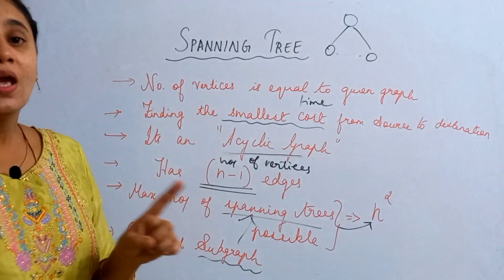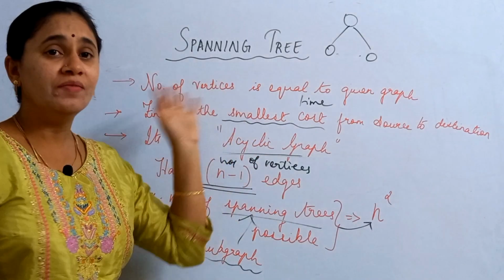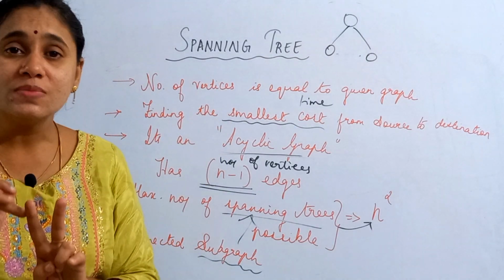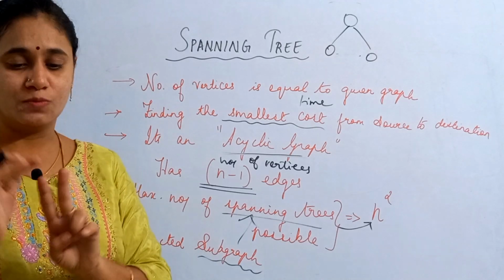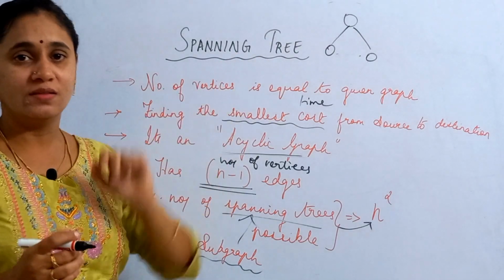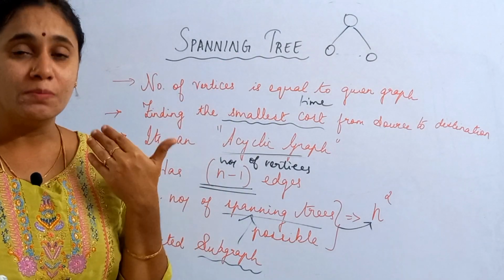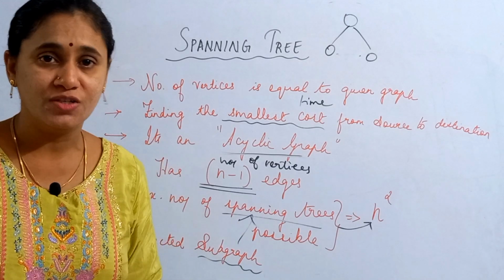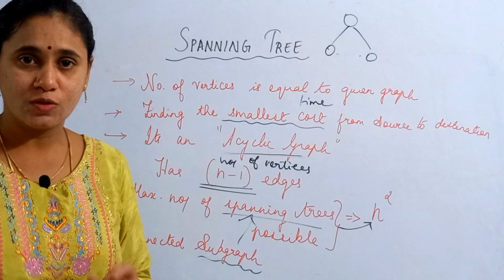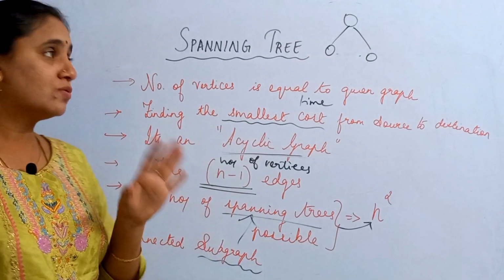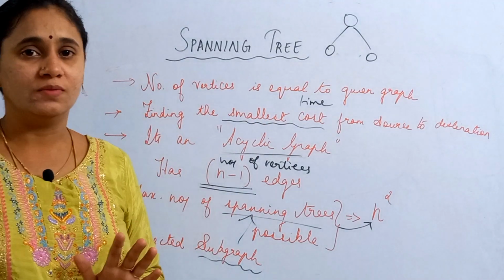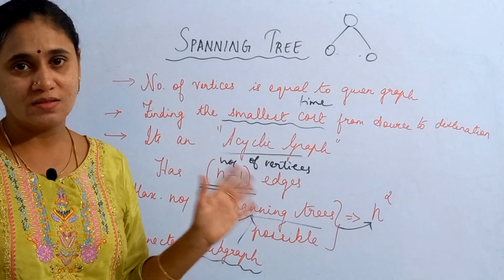Now, how are we going to construct the spanning tree? We have two types of algorithm: Prim's algorithm and Kruskal's algorithm. These two are very important algorithms. They may ask in examinations, it may come in MCQs, multiple choice questions, or semester examinations also. These two algorithms and the spanning tree are very important, so we are going to discuss them now.